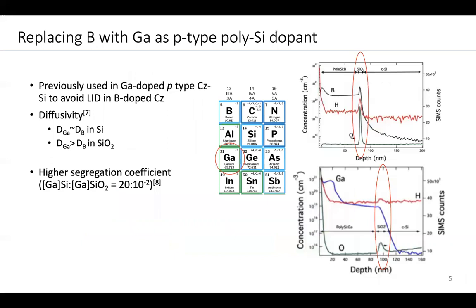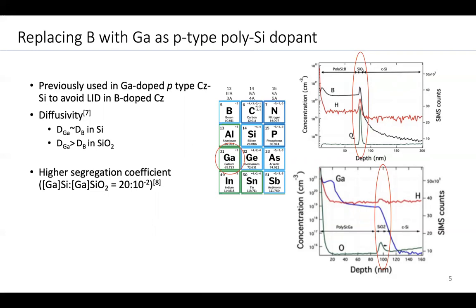One way is to look for other p-type dopants for silicon that has certain properties we desire. In the group 3 category of the periodic table, the best candidate is gallium, since it has already been used in the bulk substrate to avoid light-induced degradation. A few advantages of gallium: it has a good diffusivity in the poly layer, and also a very high diffusivity in the oxide compared to boron.